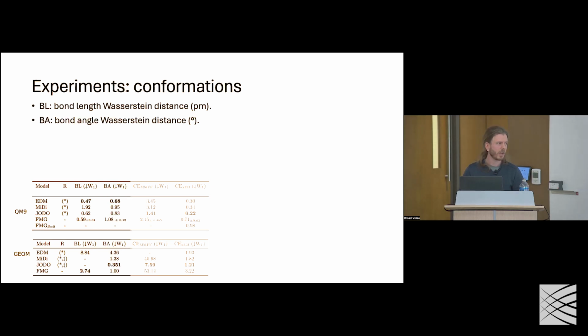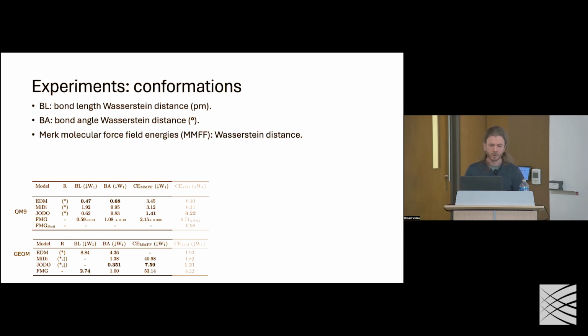And the same for bond angles, now measured in degrees. So on QM9, about 1 Wasserstein distance measured in degrees, it's looking quite good. And similarly for GEOM, it doesn't become that much worse with the bond lengths and bond angles. So those were the simpler metrics.